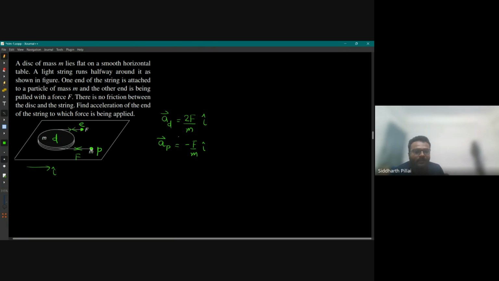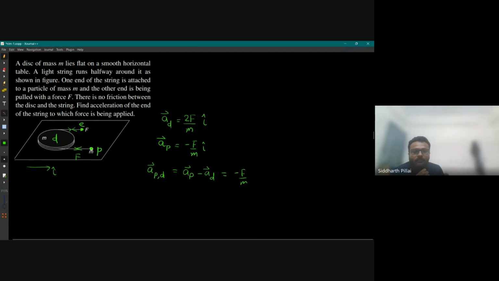Correct? So I can find out the acceleration of point P with respect to the disk as AP minus AD. What will I get?